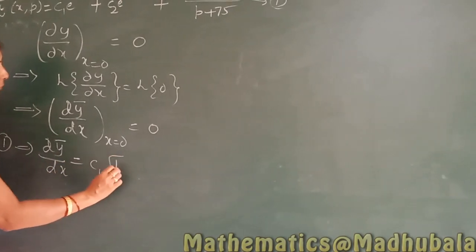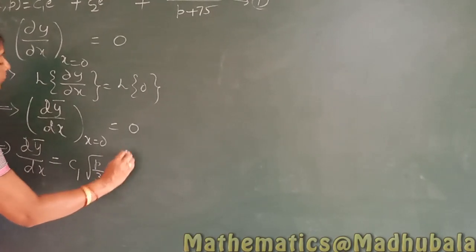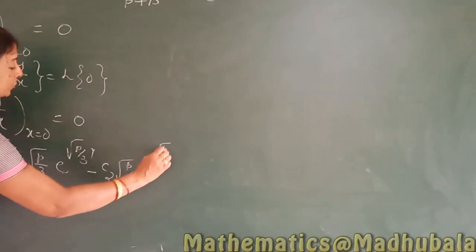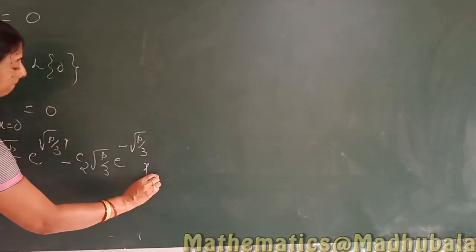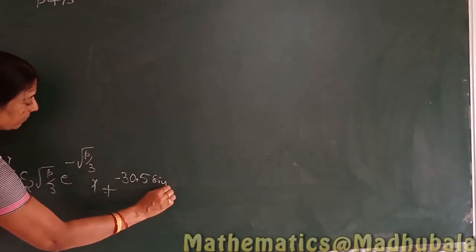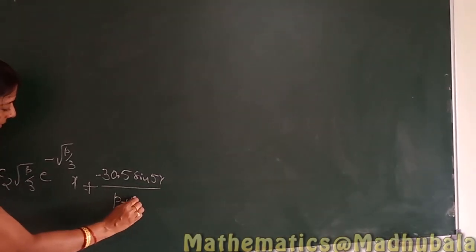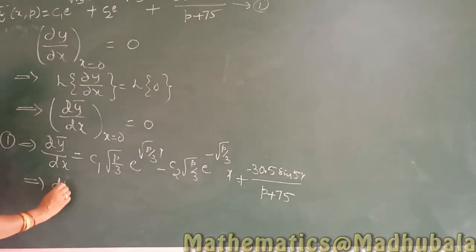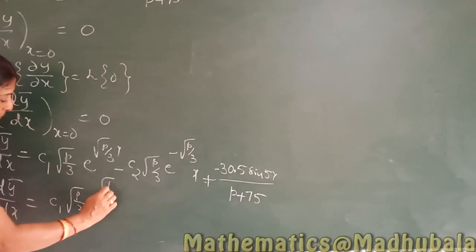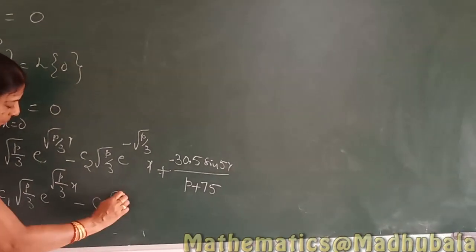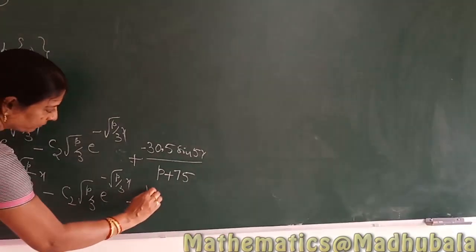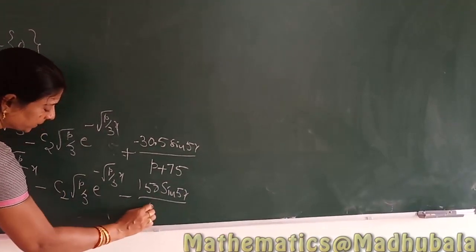is equal to c1 into root(p/3) into e^(root(p/3) x) minus c2 root(p/3) e^(-root(p/3) x) plus 30 into cos 5x. When we differentiate, we get minus 5 sin 5x by (p + 75). So that implies dy bar/dx is equal to c1 root(p/3) e^(root(p/3) x) minus c2 root(p/3) e^(-root(p/3) x) minus 150 sin 5x by (p + 75).